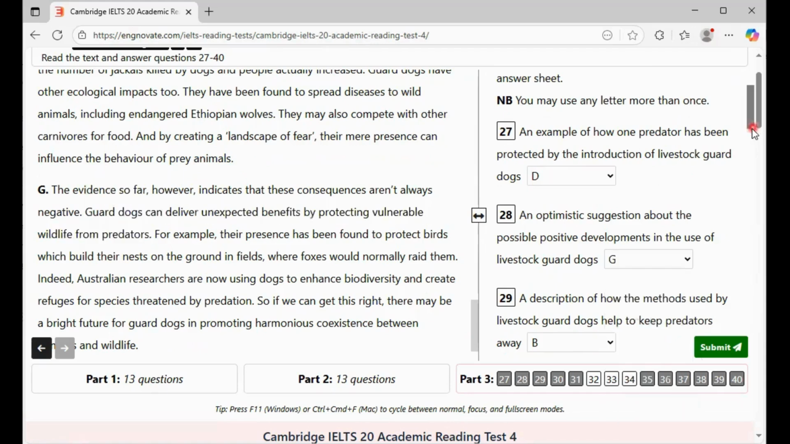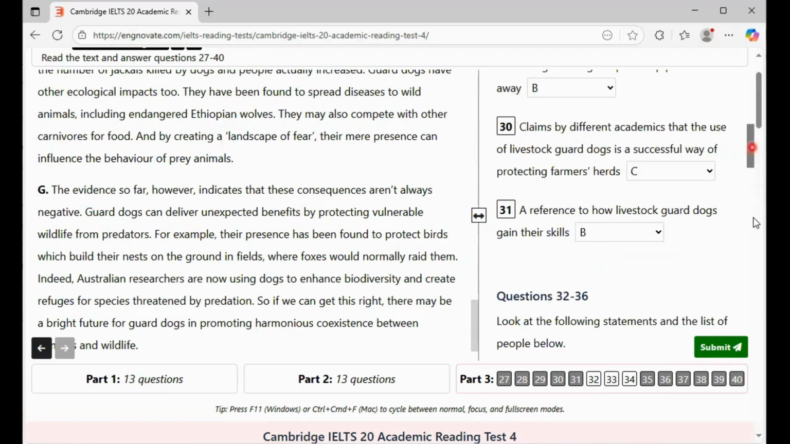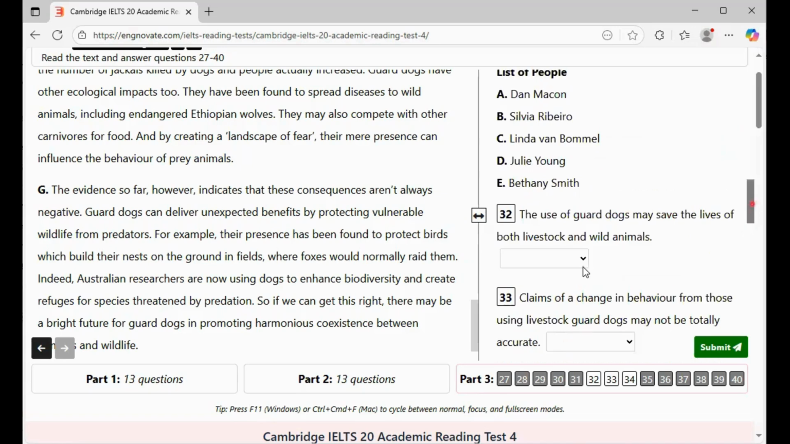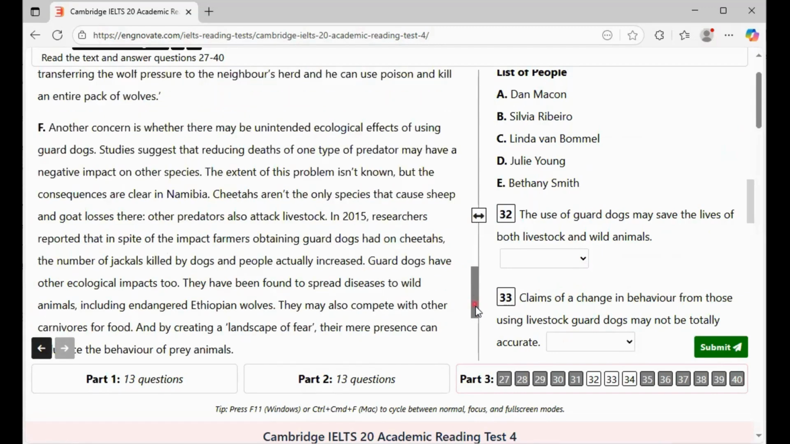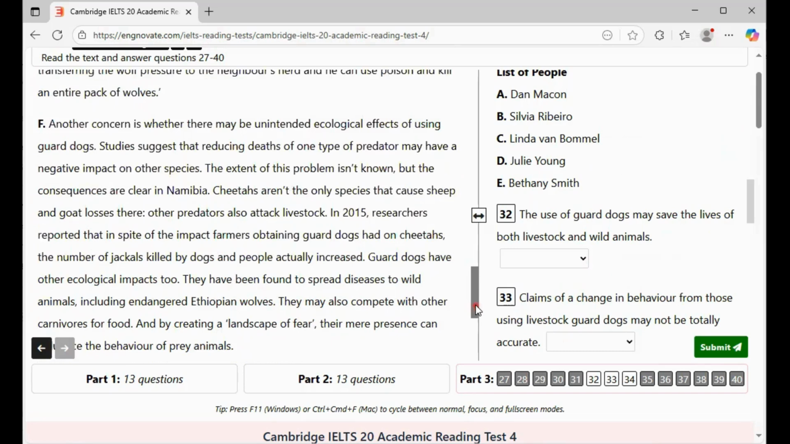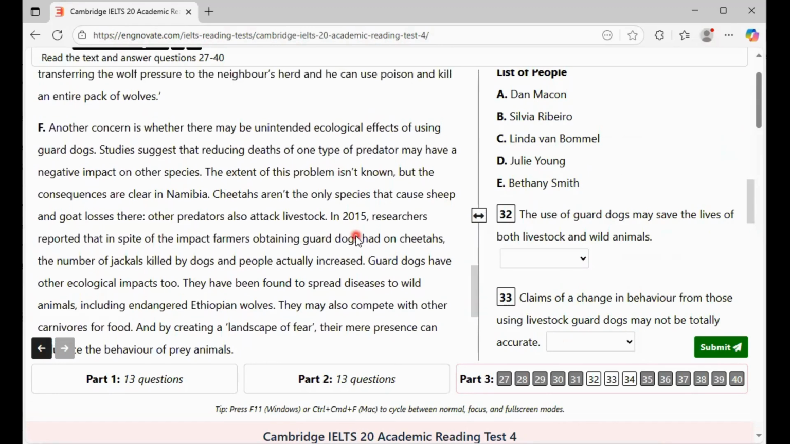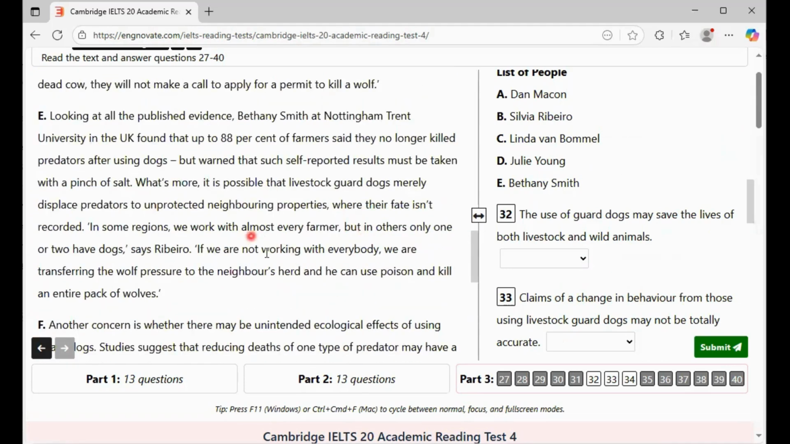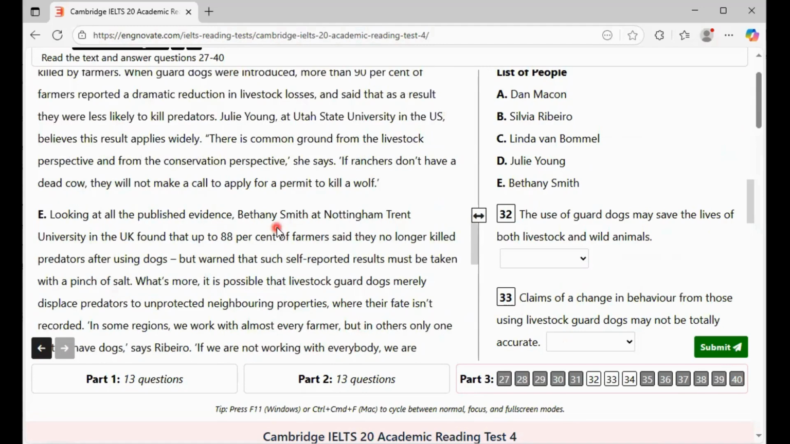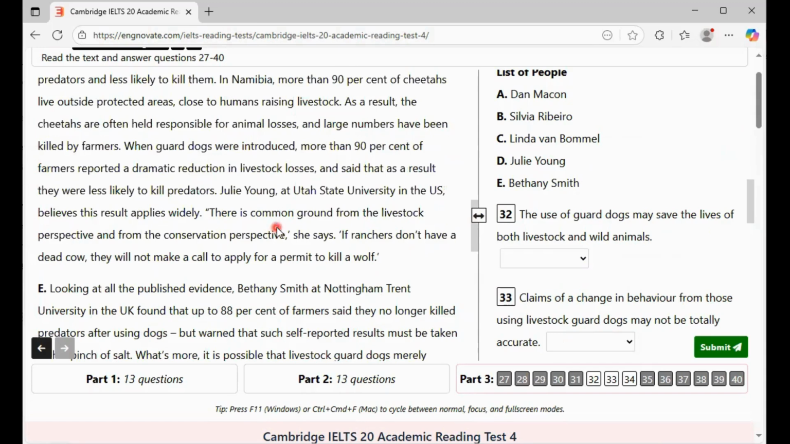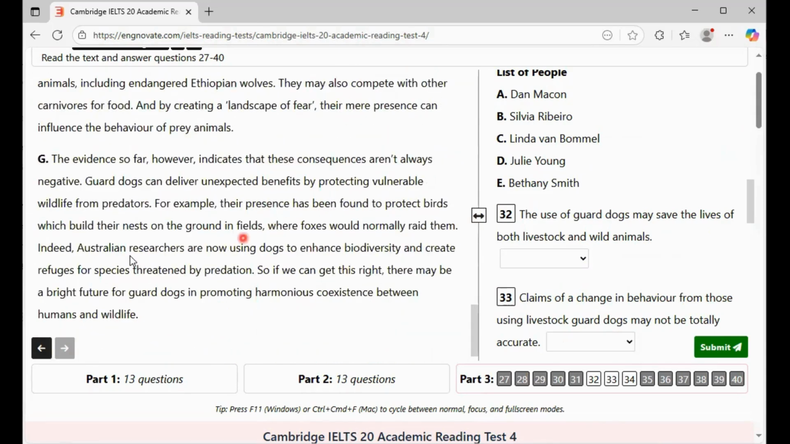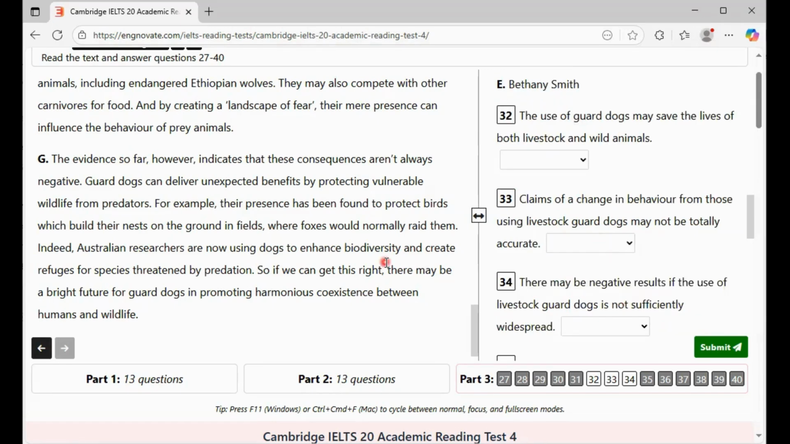What of 32, 33, and 34? The use of guard dogs may save the lives of both livestock and wild animals. Livestock and wild animals. Who said that? Ribeiro. Is it Ribeiro? No. Let me check towards the end. Australian researchers, guard dogs. I can't see anything like that here. May not be totally accurate.